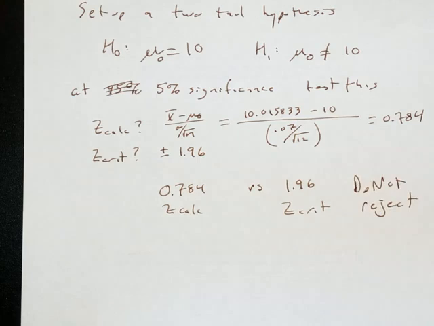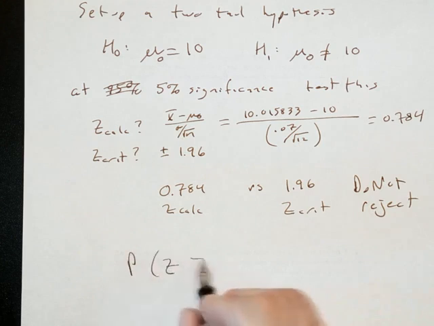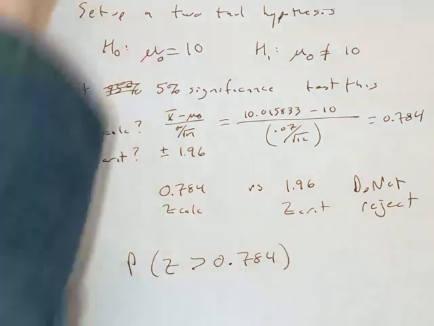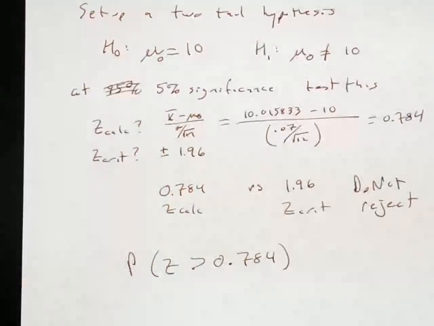For Monday, I want you to do one more thing for me. I want to know the probability that Z was bigger than 0.784. That's our p-value. We'll do that version of this on Monday.